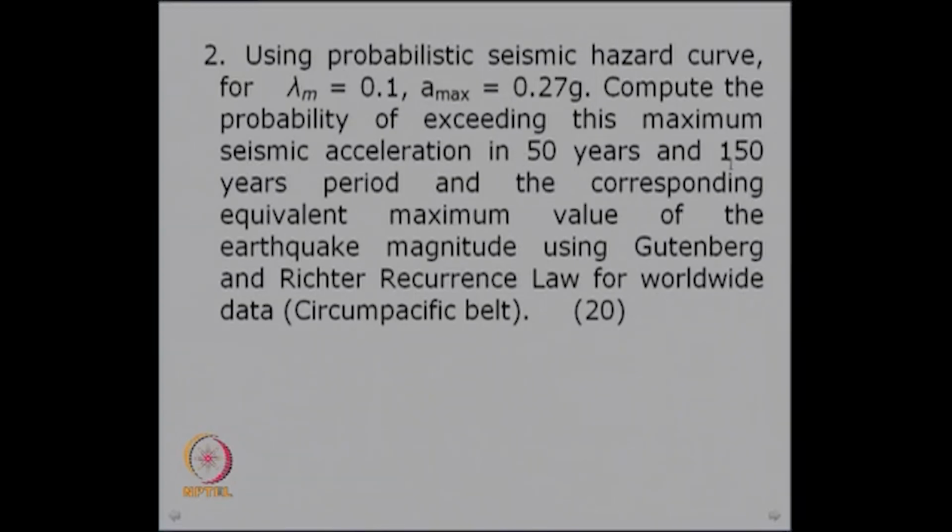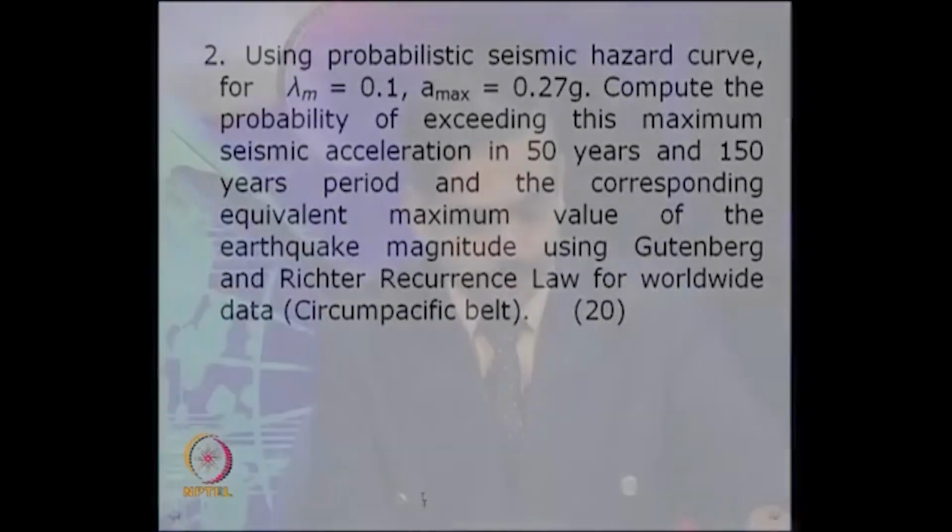That is what is mentioned here: compute the probability of exceeding this maximum seismic acceleration in 50 years time and in 150 years time, and the corresponding equivalent maximum value of the earthquake magnitude using Gutenberg-Richter recurrence law for the worldwide data for the circum-Pacific belt. Already we know about this recurrence law, which was proposed by Gutenberg-Richter for the circum-Pacific belt, right. The total marks for this question is 20 marks. Let us see how to solve this problem.